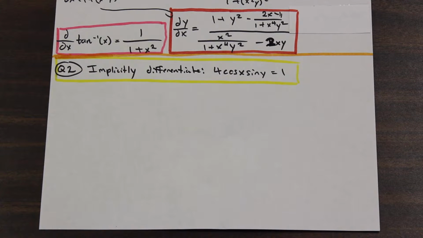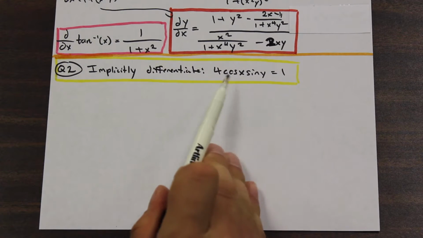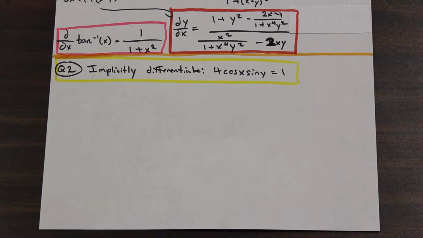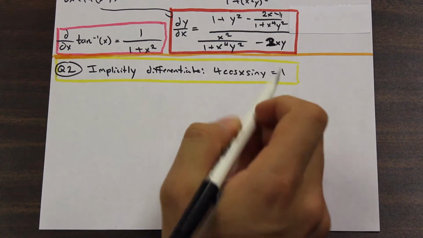So let's take a look at the second one. The question asks us to implicitly differentiate 4 cosine x sine y equals 1. Once again, we have two different variables related to each other, and we're going to have to differentiate implicitly. And because we have the product of two functions multiplied by each other, we're going to use the product rule. So with that being said, let's get started on that.